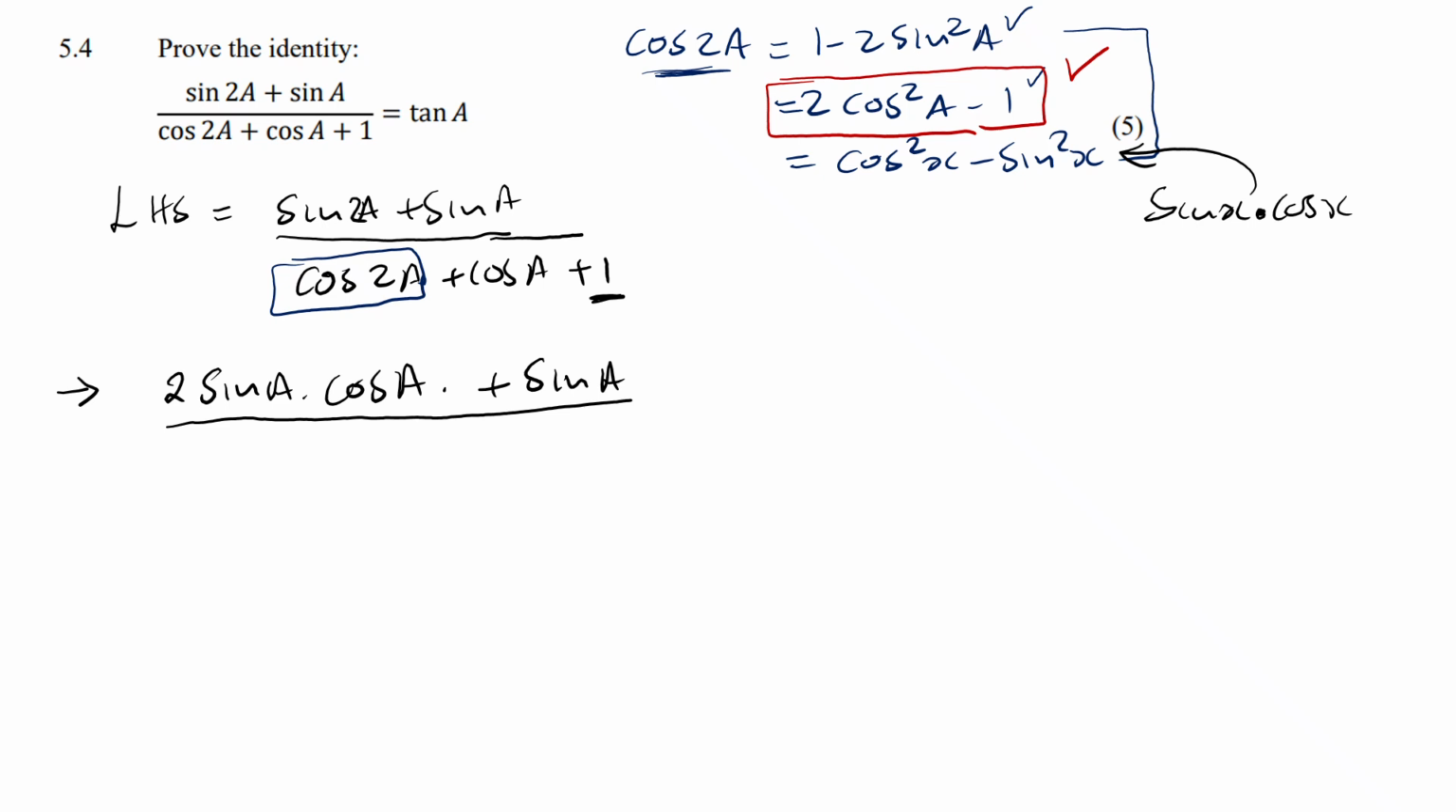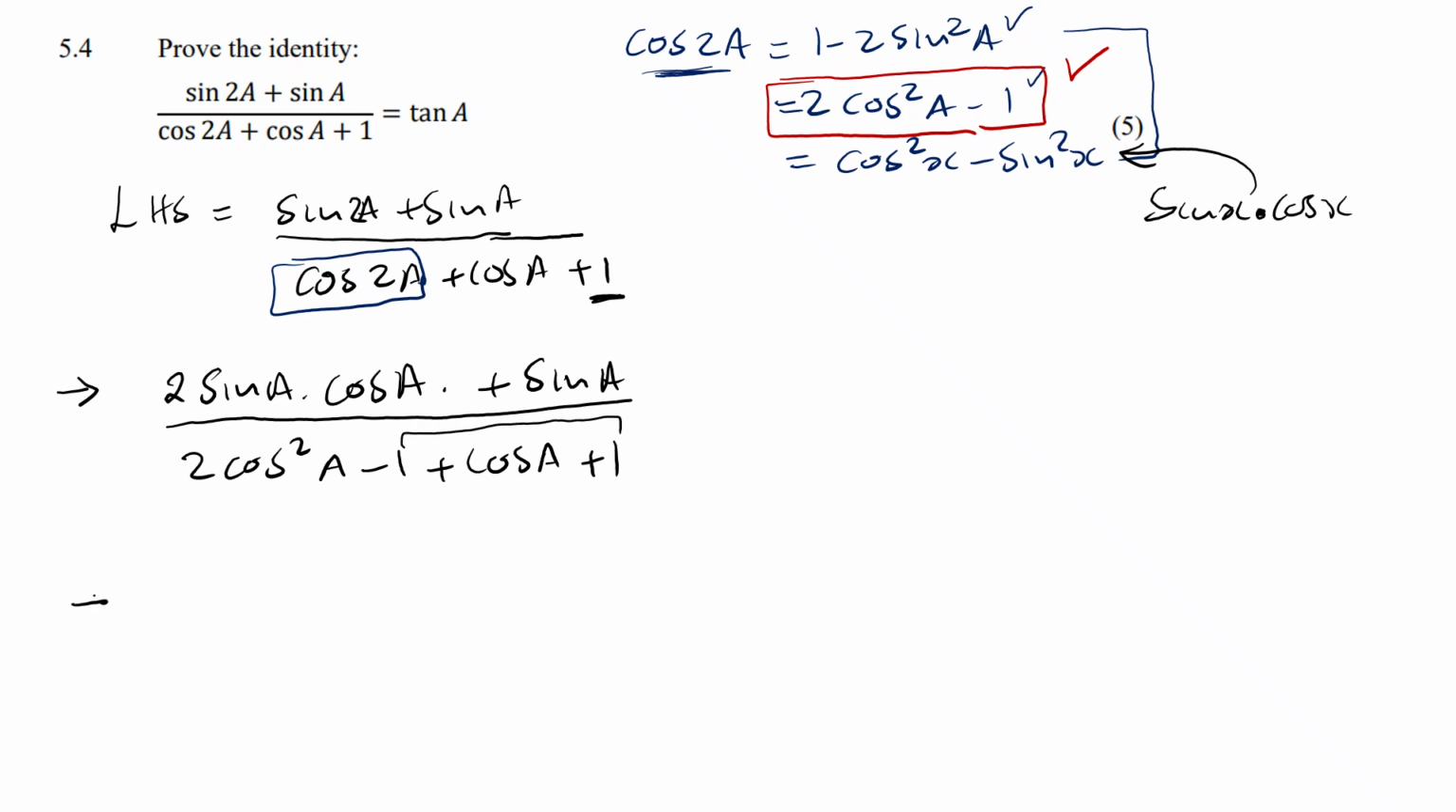Okay, so let me go back to this and substitute. This will change into 2 cos squared a, minus 1. Then we have plus cos a plus 1. If you look at these two ones, they will cancel because one is positive and the other is negative.